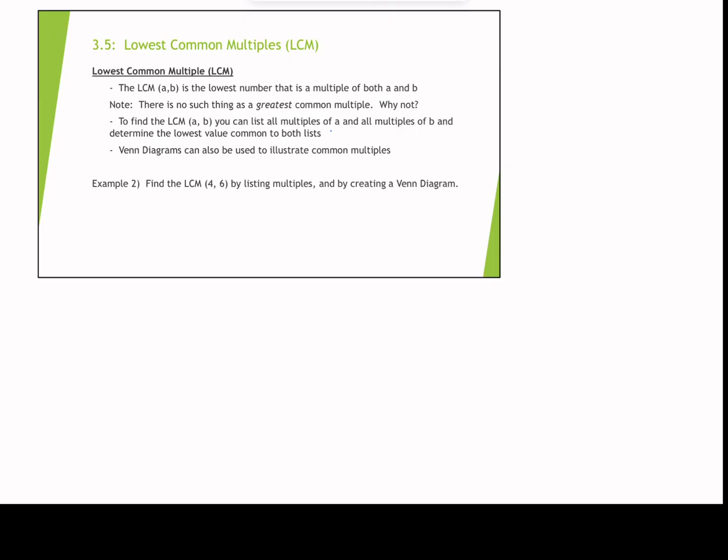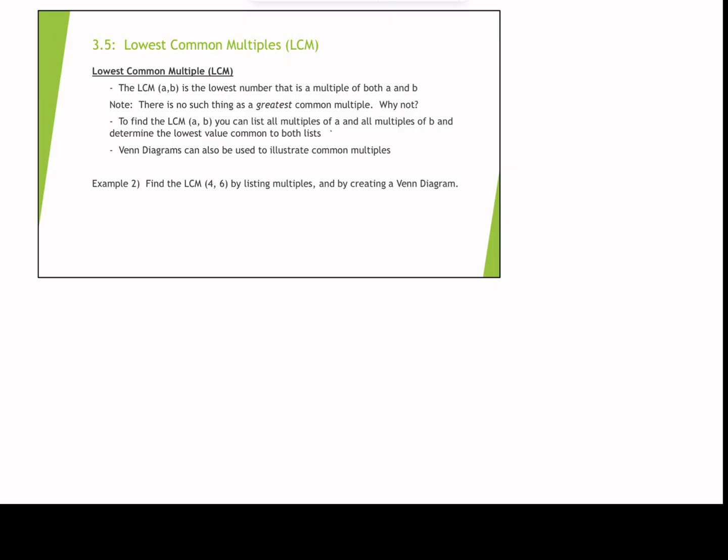Now, just a quick reminder, there's no such thing as the greatest common multiple, because if we think about multiples and we don't put an upper limit on it, you could list multiples forever and ever. So there has to be a lowest common multiple that we find, because we don't want to keep finding multiples or using larger and larger values indefinitely.